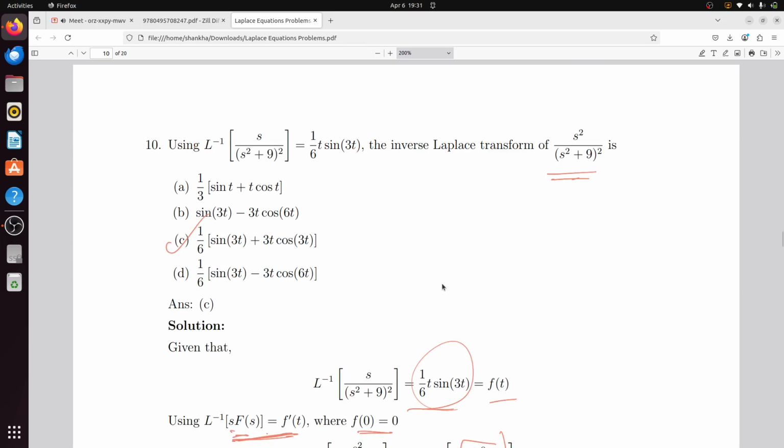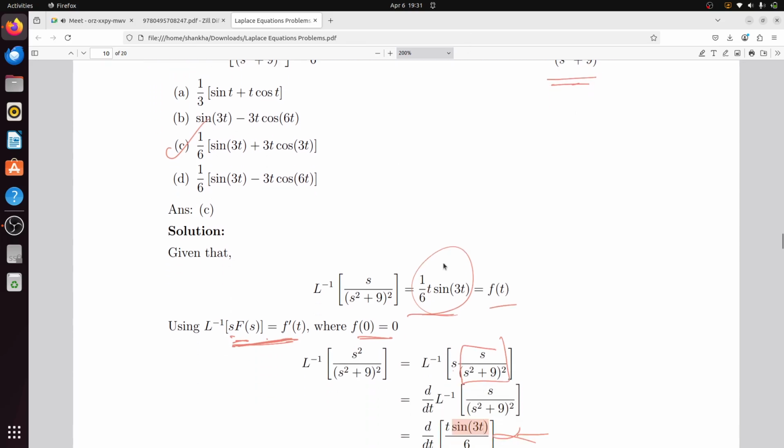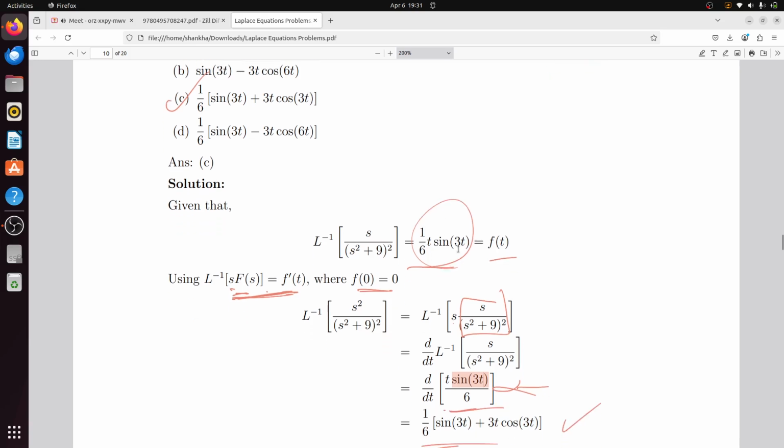So we have discussed many problems such as Laplace transformation of derivative, inverse Laplace transformation, and many more. So that's all for today's class. We will wrap up the Laplace transformation in the next class, when we will discuss the convolution theorem and all.